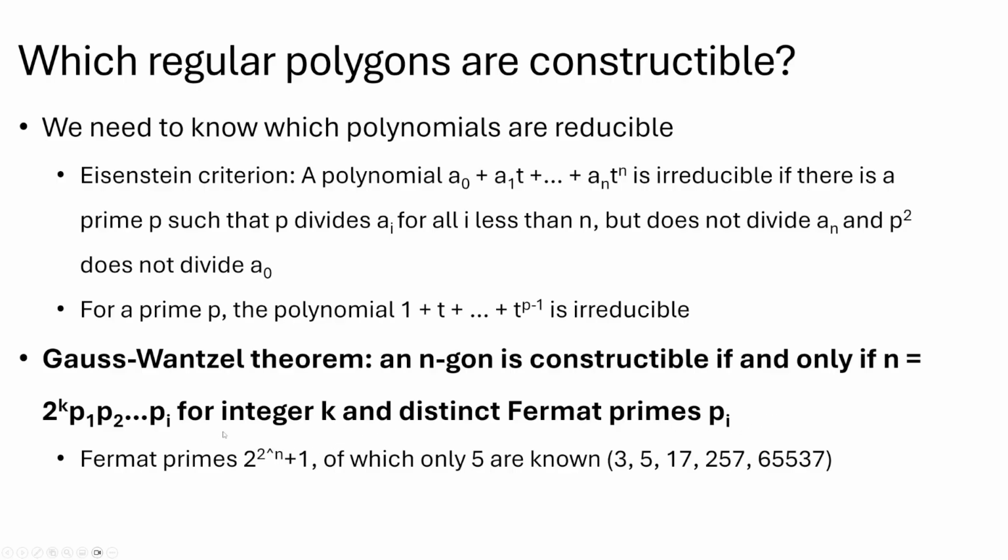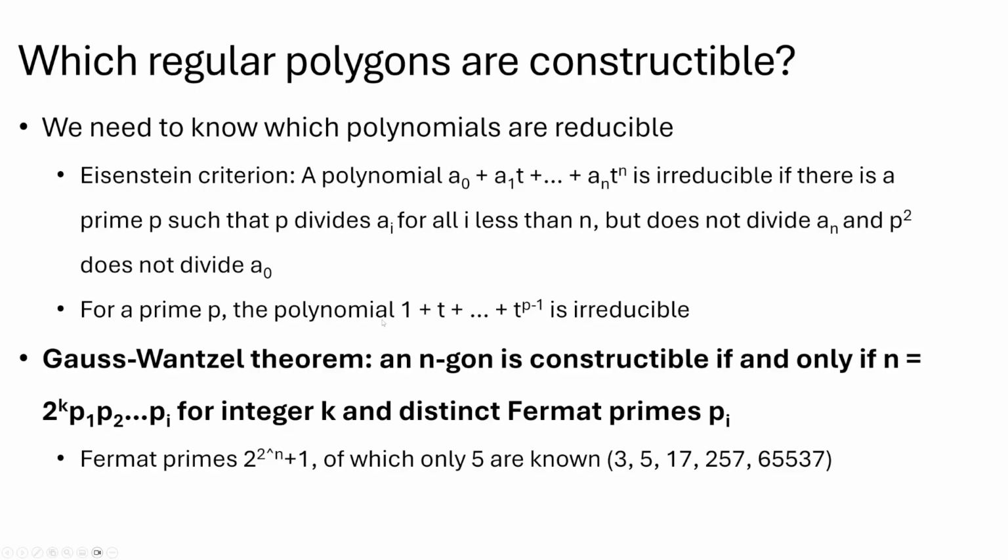Fermat primes are of the form 2 to the 2 to the n plus 1, and we only know of 5, although technically we don't know if these are the only 5, there might be more. But what you'll notice is that for a prime p here, this is just some lemma that's related to this.